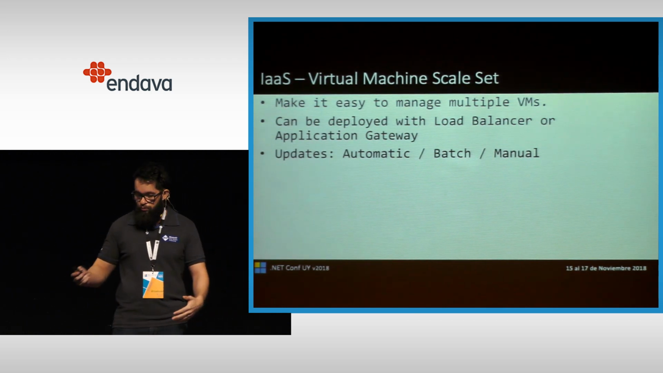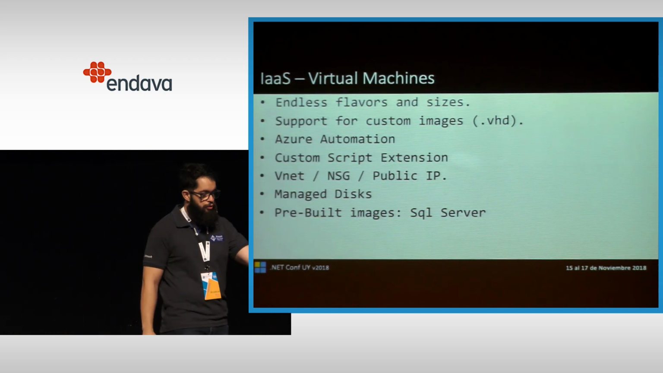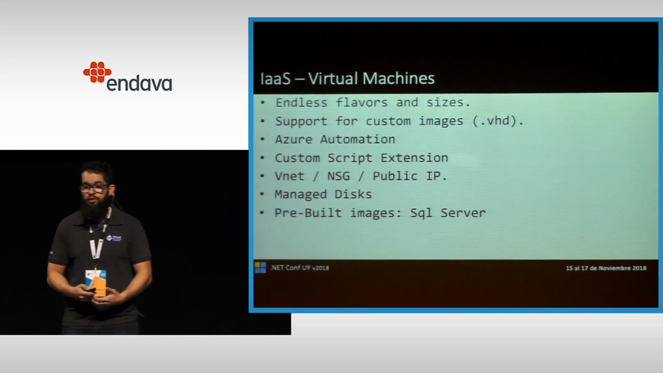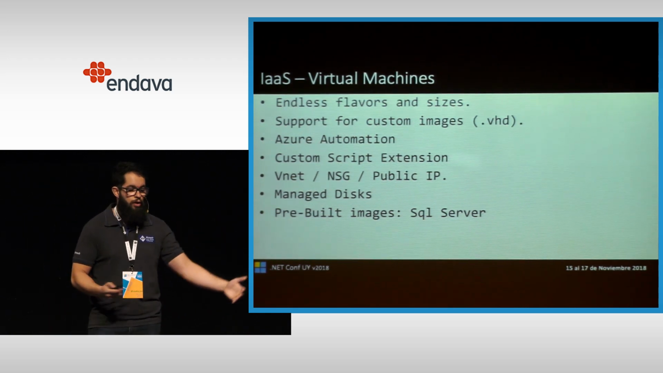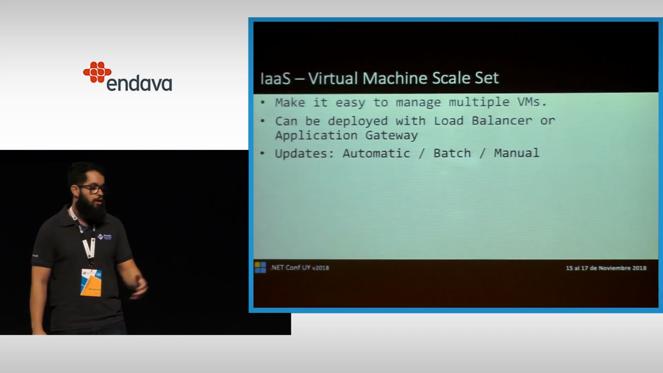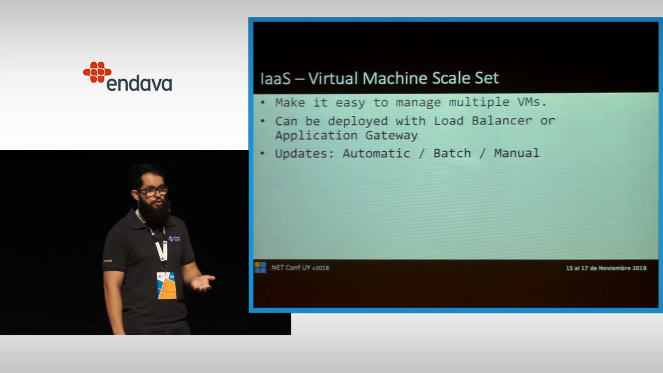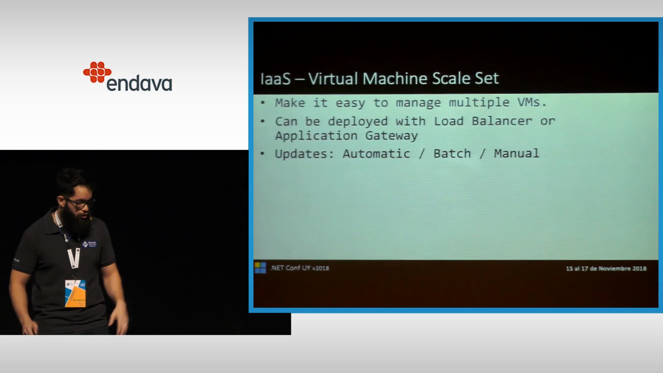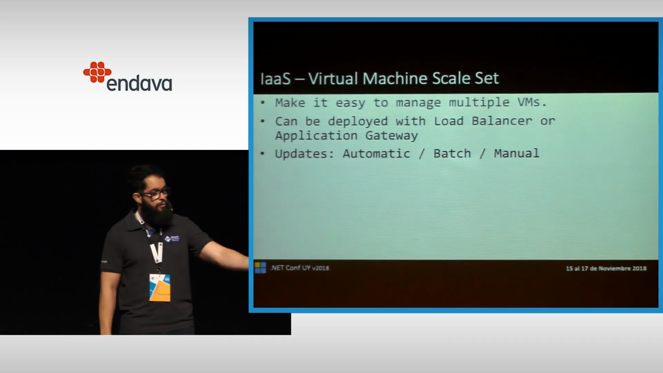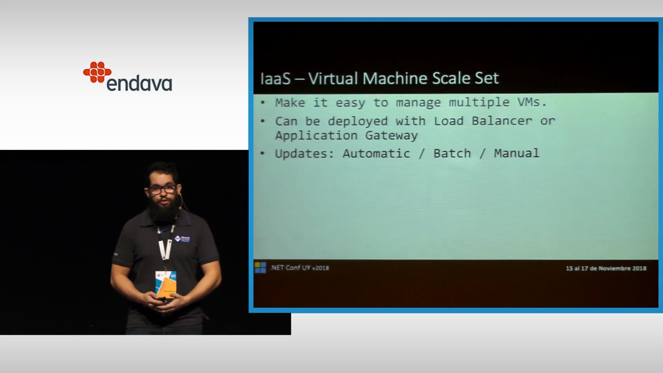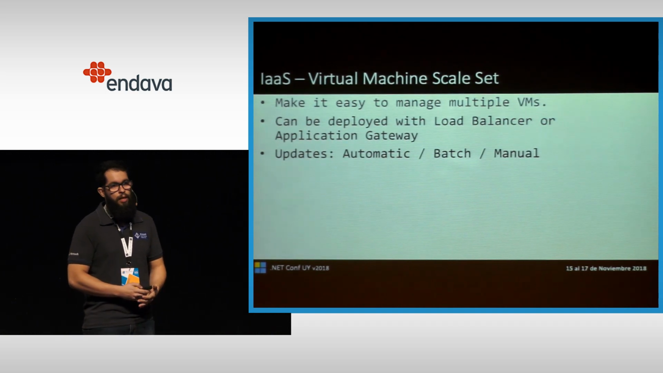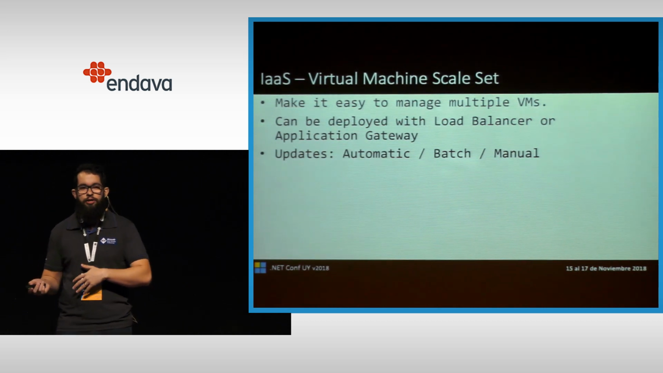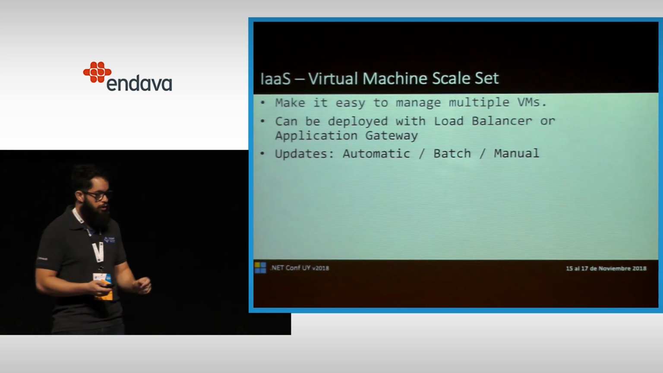So you can either use what I was saying, like Azure Automation, custom script extensions, and create your own script to do that, but you need to apply it on each machine, or you can use a scale set. Scale sets are what I like to use for web servers. So I manage all the web servers at once, before switching to Kubernetes, but that's for legacy. It makes it very, very easy to manage multiple virtual machines. You can deploy it with either a load balancer or an application gateway. I will explain what those mean in a bit.